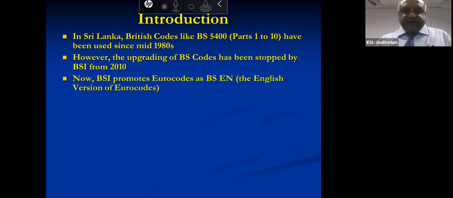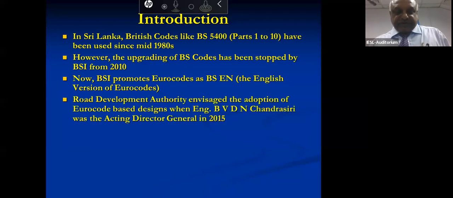The British Standards Institution stopped updating their BS codes in 2010. Now they promote BS EN, which is the English version of Eurocode. You can have a German version, you can have different versions, but it's only the language that is different; the equations are the same. And then you can have a national annex whenever you want to vary.